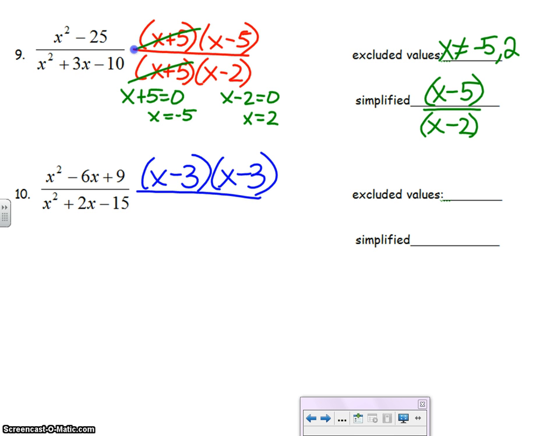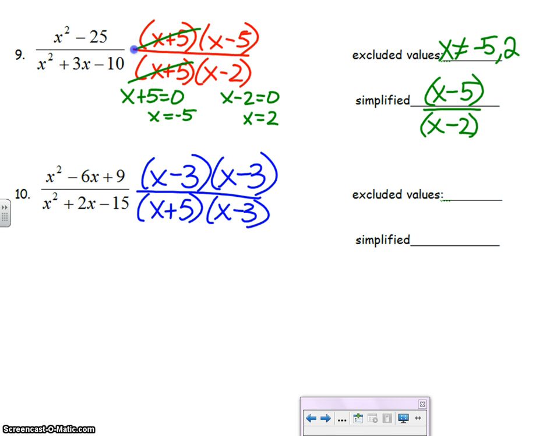Typically, I encourage you in class to write that as (x - 3) squared, but I'll show you why we're not going to do that for this particular section. And when I look at my denominator, x squared plus 2x minus 15, those factors will be (x + 5) times (x - 3). So first, again, we factored it.